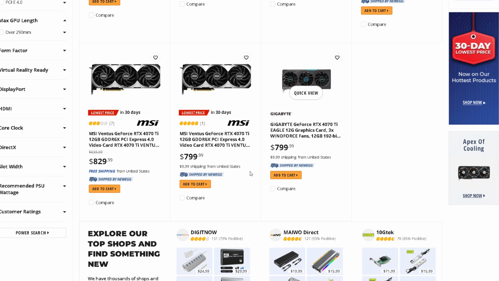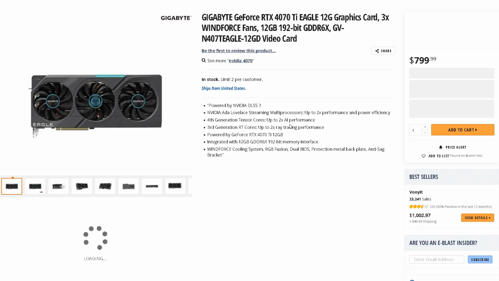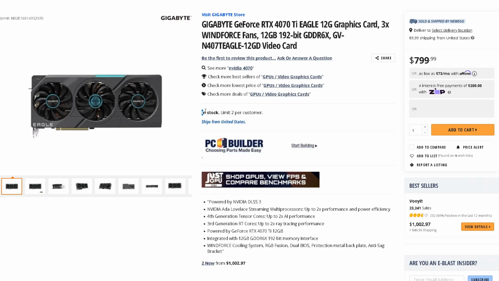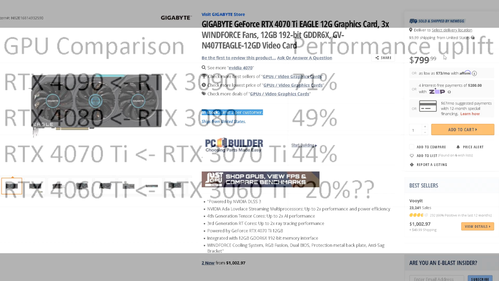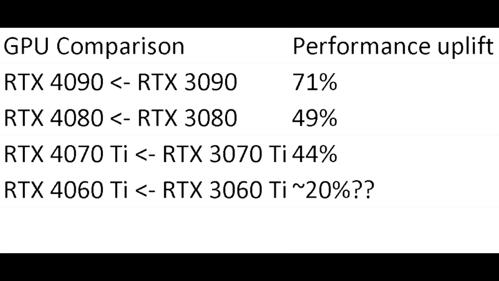Now, I've gone over why both the 4070 Ti and 4080 are not good GPUs to buy at the current price points, so I won't go over all of that again. If there is one thing I do want to say though, it's that you are getting less performance gen on gen as you go down the stack, whereas the opposite was true for last gen.